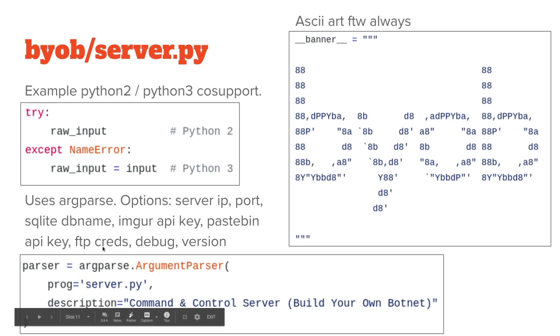The actual command line tool for the server itself: you start it up and you can pass it a bunch of parameters, the server's IP address, the port number, the name of the database if you care, and then API keys for a bunch of services like Imgur and Pastebin, depending on where you're going to upload all your stolen data and your screenshots too. You can give it creds for an FTP server so it can push all its stuff up to an FTP server. Why it does that and not SFTP or SCP, I don't know.